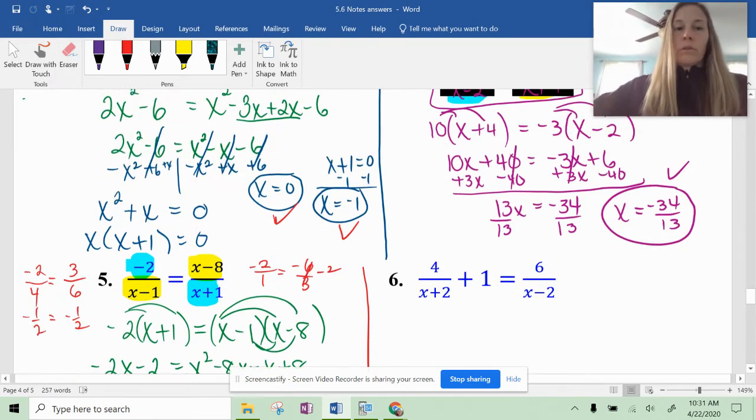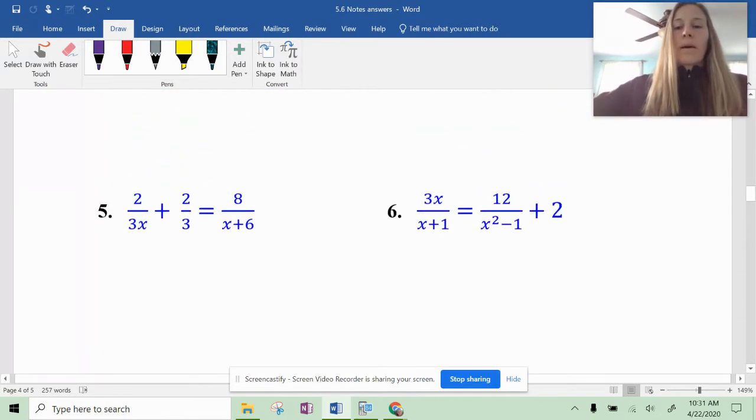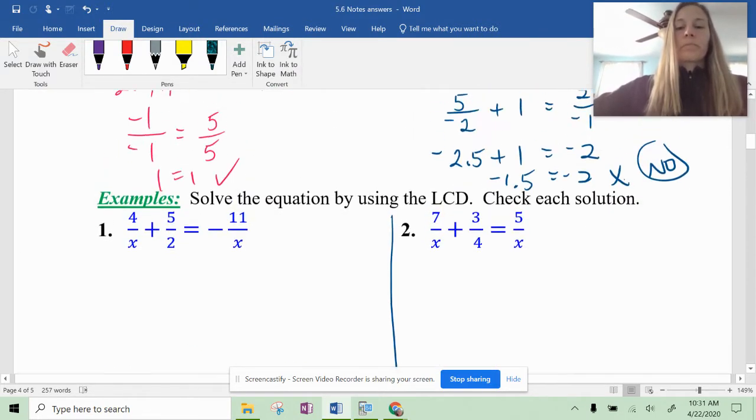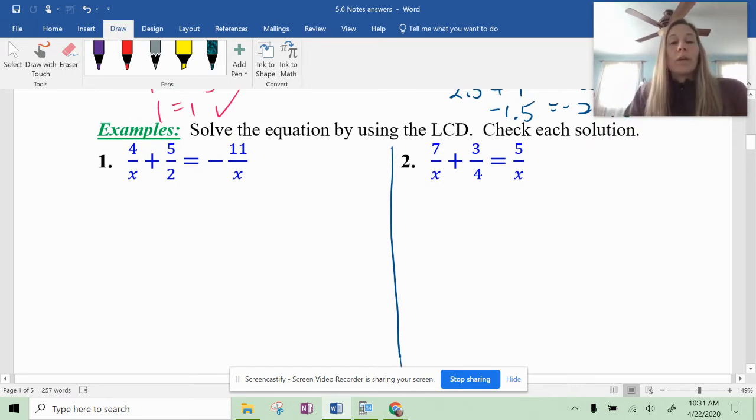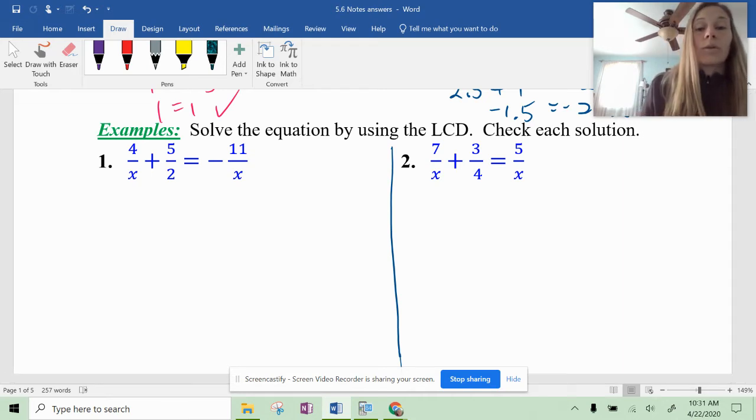Why is my screen not going? Okay, so all the way back to the beginning where it says solve the equation using the LCD. So first I'm going to solve it with the cross products property that we were just doing, and then I'll solve it with LCD so you can see how it works both ways.